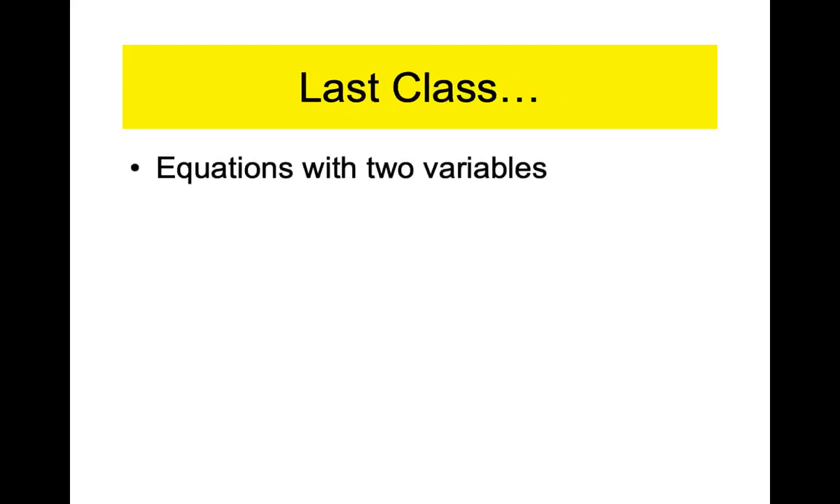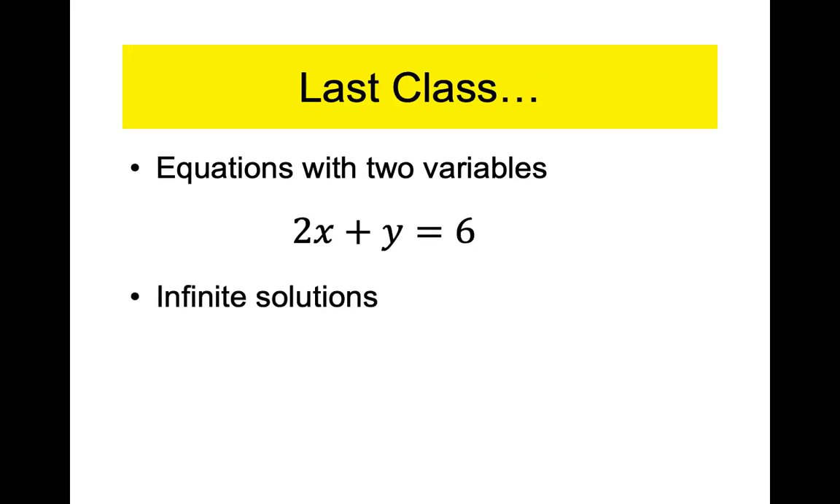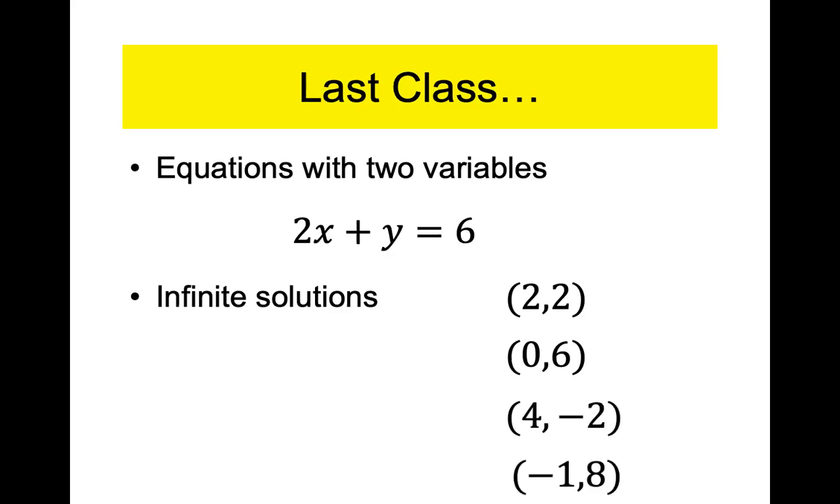Last class, we talked about equations that had two letters, two variables in them. So there's an example right there. Last night for homework, we found out that there are infinite solutions to these, not just one, not x equals 5, but an infinite number of answers. There's one answer: if I let x be 2 and y be 2, 2 times 2 plus 2 is one of an infinite number of solutions. Here's another one, 2 times 0 plus 6. There's another answer. I could do that for a long, long time and still wouldn't have a small percentage of all the answers.